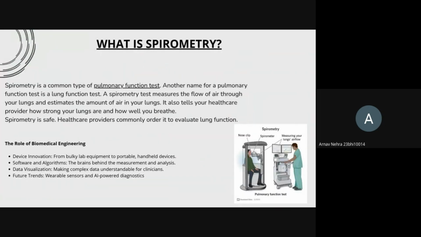Spirometry is a common type of pulmonary function test, which is also known as a lung function test. It measures the flow of air through your lungs and estimates the amount of air. It tells your healthcare provider how strong your lungs are and how well you breathe. It is safe, and healthcare providers commonly order it to evaluate your lung function.